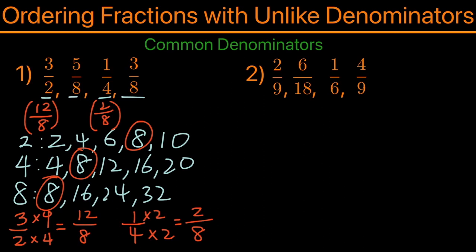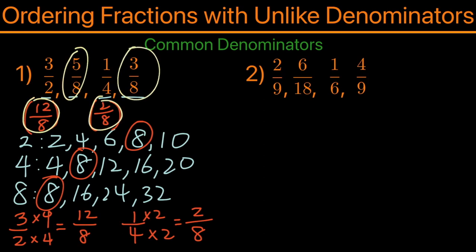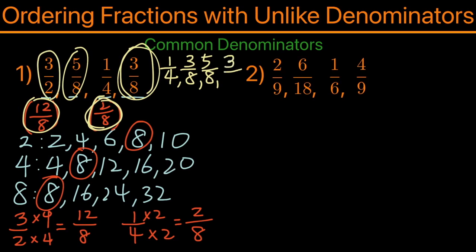And now that we have everything with the common denominator, we can now list them from least to greatest. Here, here, here, and here. 2/8 would be the lowest. And 2/8 is equivalent to 1/4, so we're going to write 1/4 first. Second one is 3/8. And then the third will be 5/8. And lastly, 12/8. And 12/8 is actually 3/2, so we're going to write 3/2. And so the answer, from least to greatest, will look like this.